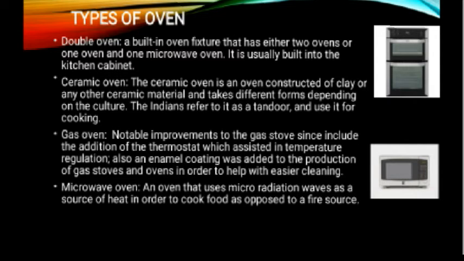Gas oven. Notable improvements to the gas stove include the addition of the thermostat, which assisted in temperature regulation. Also, an enamel coating was added to the production of gas stoves and ovens in order to help with easier cleaning. Microwave oven: an oven that uses micro-radiation waves as a source of heat in order to cook food, as opposed to a fire source.